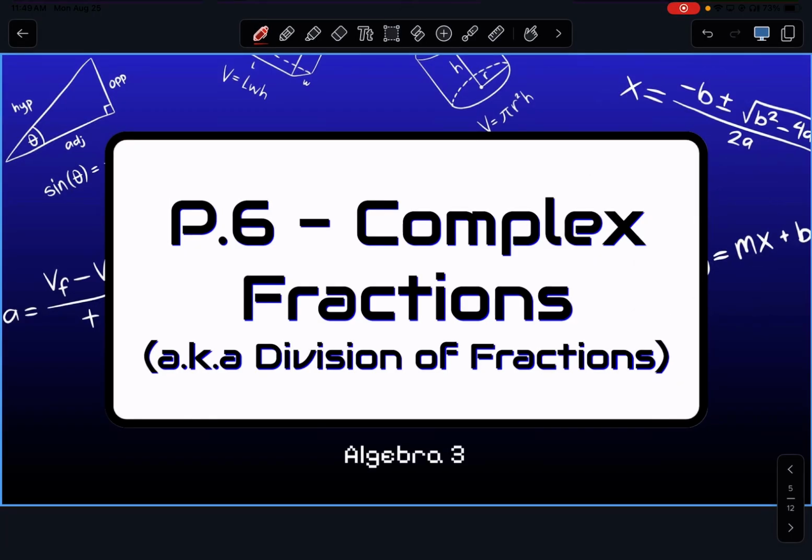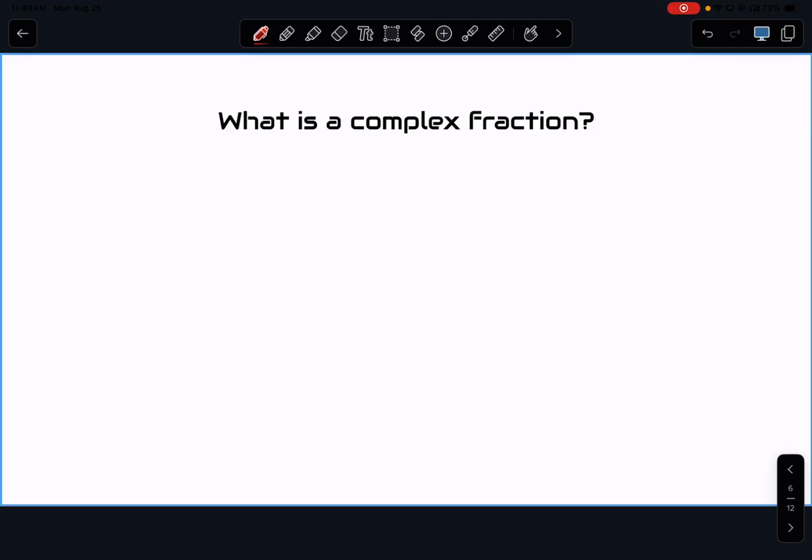All right. I put AKA division of fractions here because that's really what a complex fraction is. Okay, so let's talk about that first. What is a complex fraction? It can look a few different ways, okay?